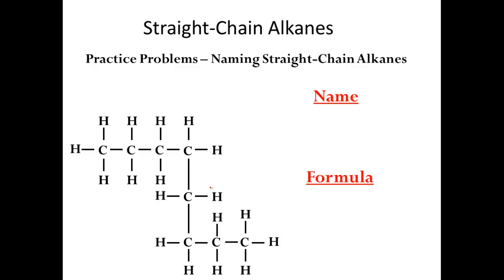Our second one that we have here, we have 1, 2, 3, 4, 5, 6, 7, 8 carbons connected in a row. If we have 8 carbons connected in a row, oct for the 8, ane because it's a hydrocarbon, octane, 8 carbons, times 2 plus 2, C8H18. Please write both of these down, the formula and the name.